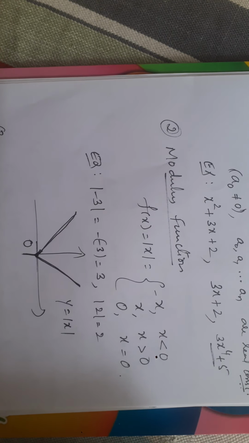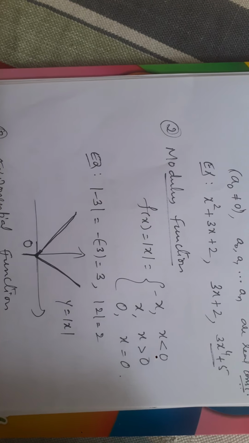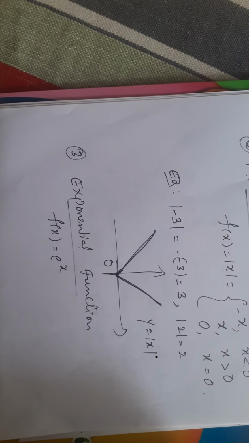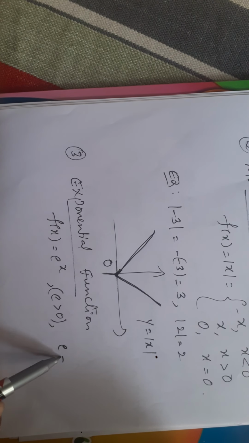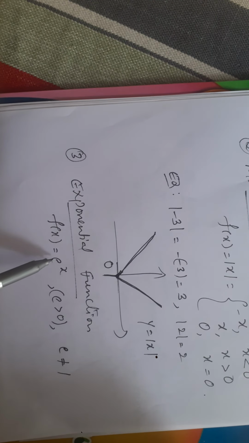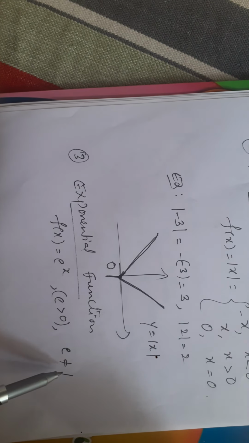One more is the exponential function. A function of the form f of x is equal to a power x is called an exponential function, where a should always be more than 0 and a should not be equal to 1. We have chosen a more than 0 because if a negative number appears here, with a fractional power, the function may not be defined. Not equal to 1 because 1 power infinity may appear. Those are the not defined terms. To avoid that, we have taken a more than 0 and a not equal to 1.